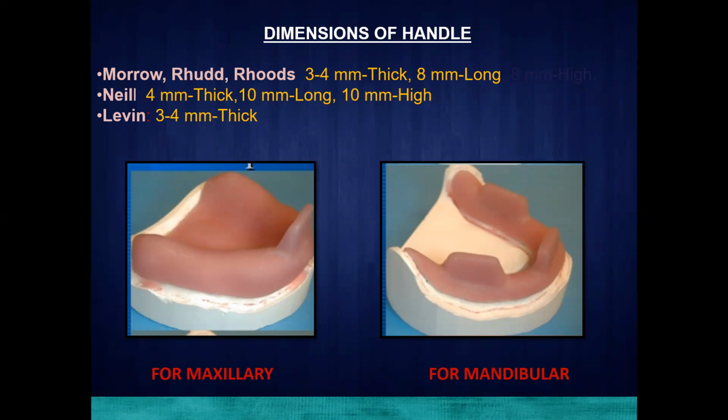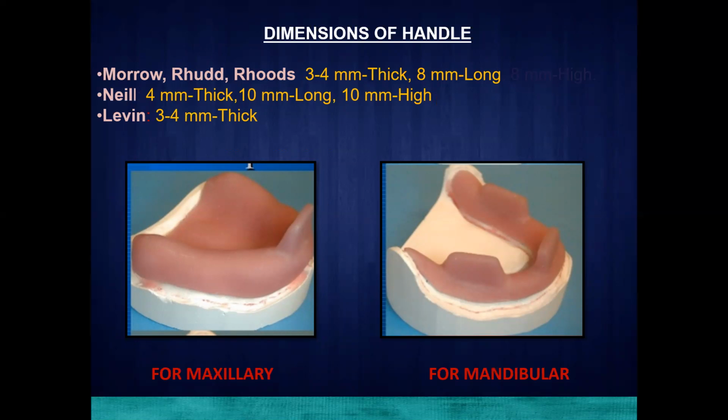Then in the previous slides, I told you that we have to fabricate a handle over the custom tray. Now again, various authors have given various dimensions of the handle. According to Rudd and Morrow, the handle should be 3 to 4 mm thick and 8 mm long. According to Neal, it should be 4 mm thick, 10 mm long, and 10 mm high. And according to Levine, it should be 3 to 4 mm thick.